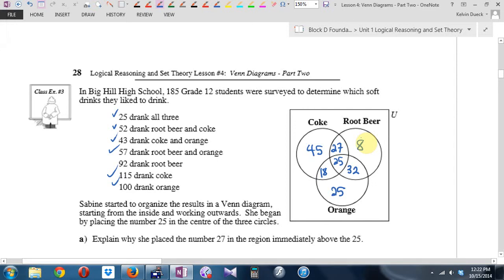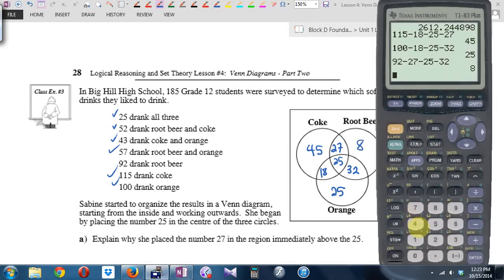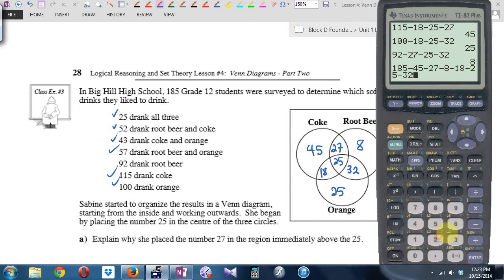8? Boy, that's where I would be. Have we got everybody? We don't know. Because there were 185 kids surveyed. There could be some outside. Okay. Very quickly. 185. Take away 45. Take away 27. Take away 8. Take away 18. Take away 25. Take away 32. Take away 25.